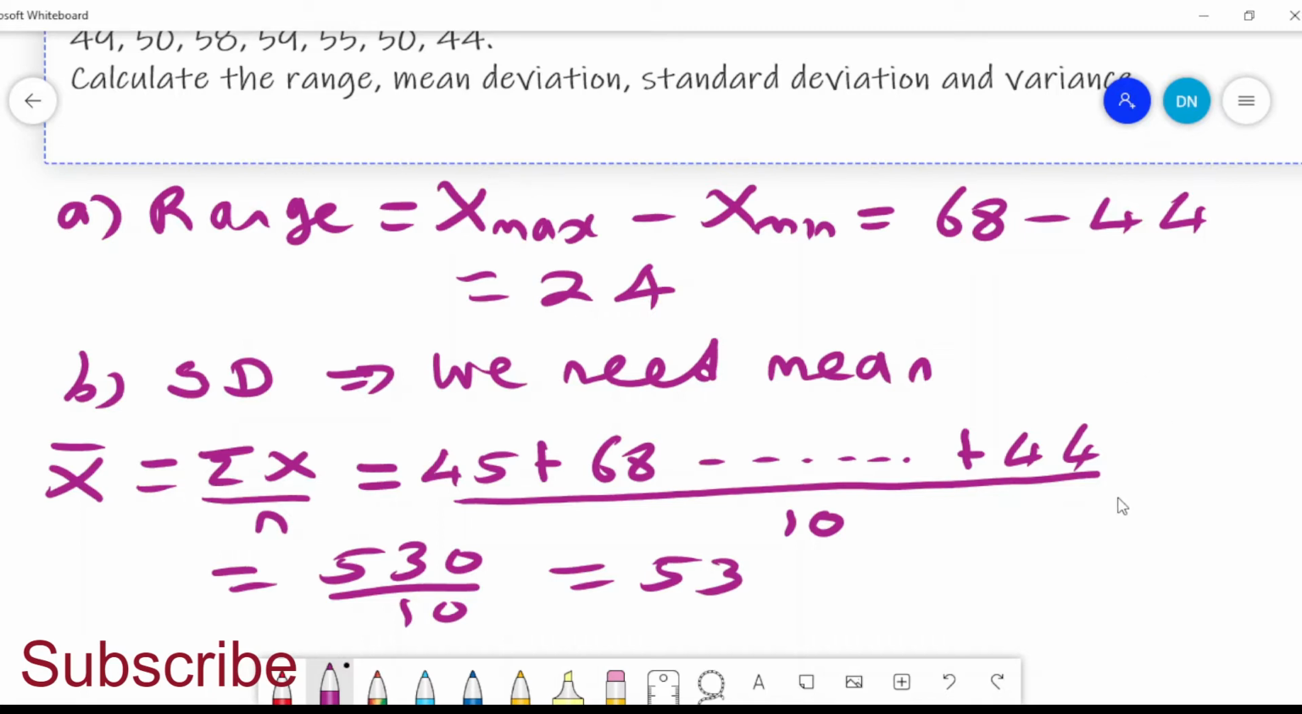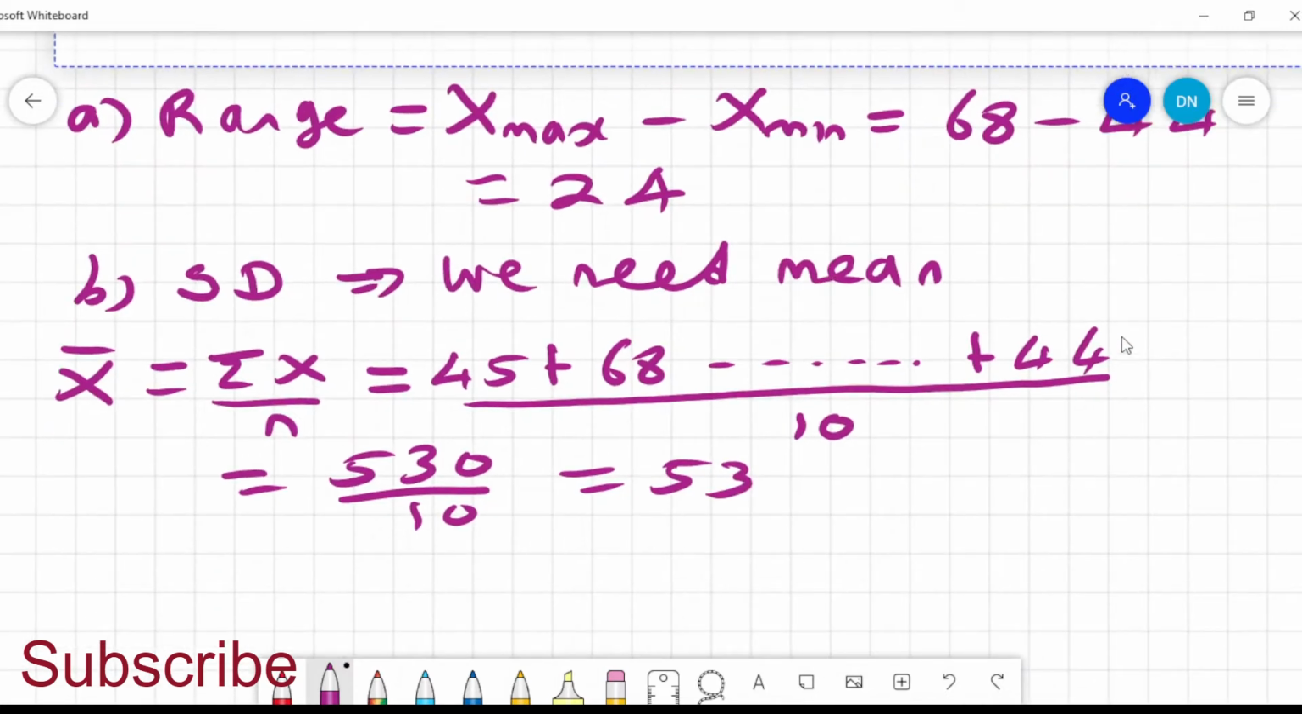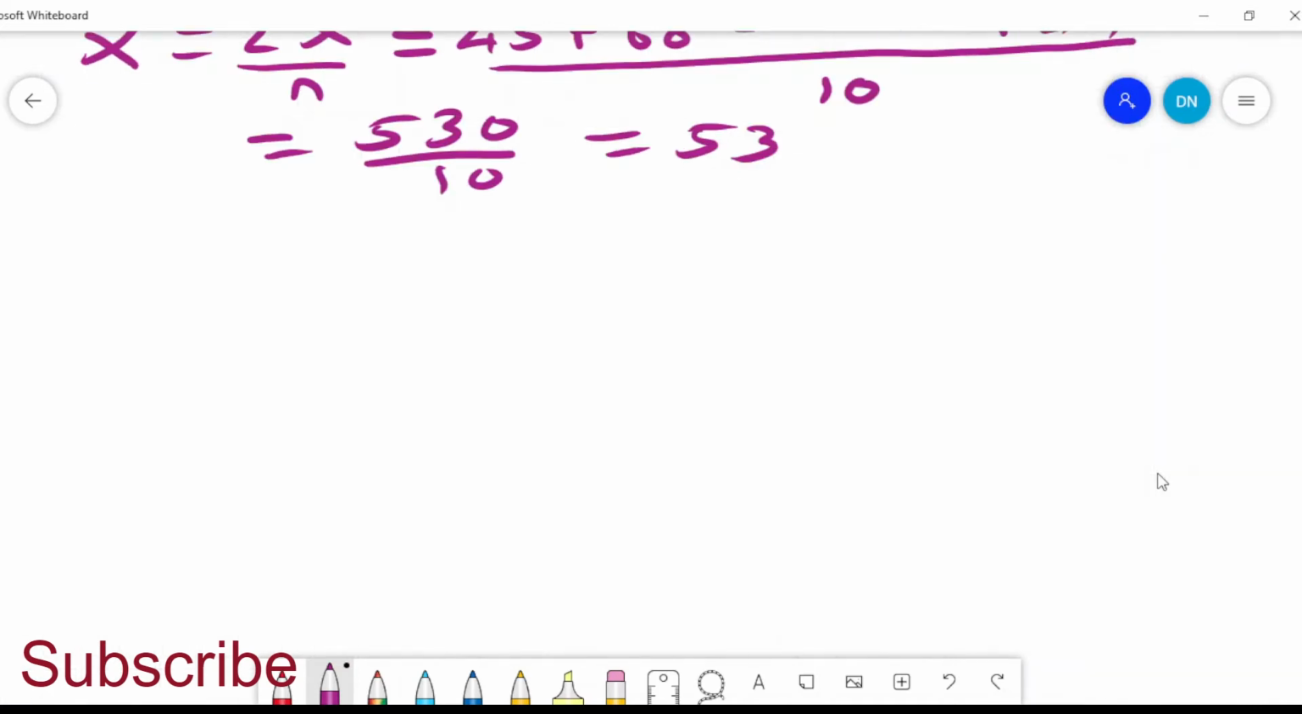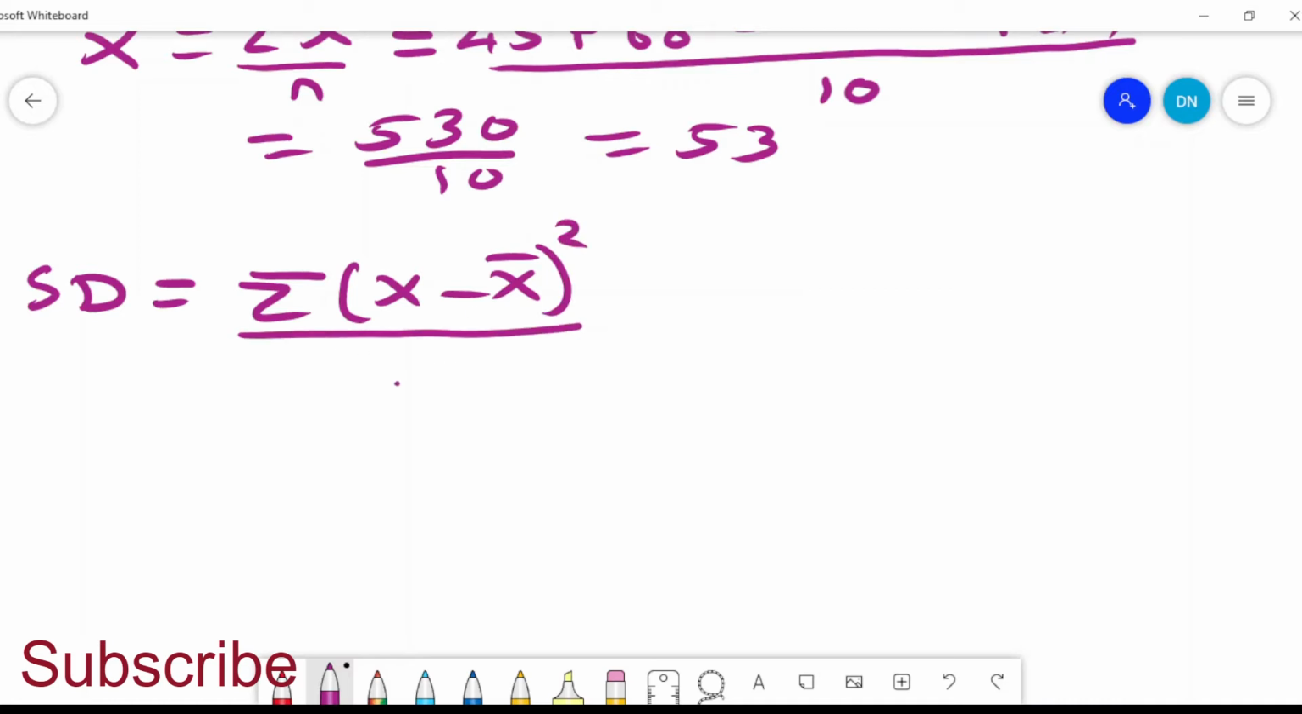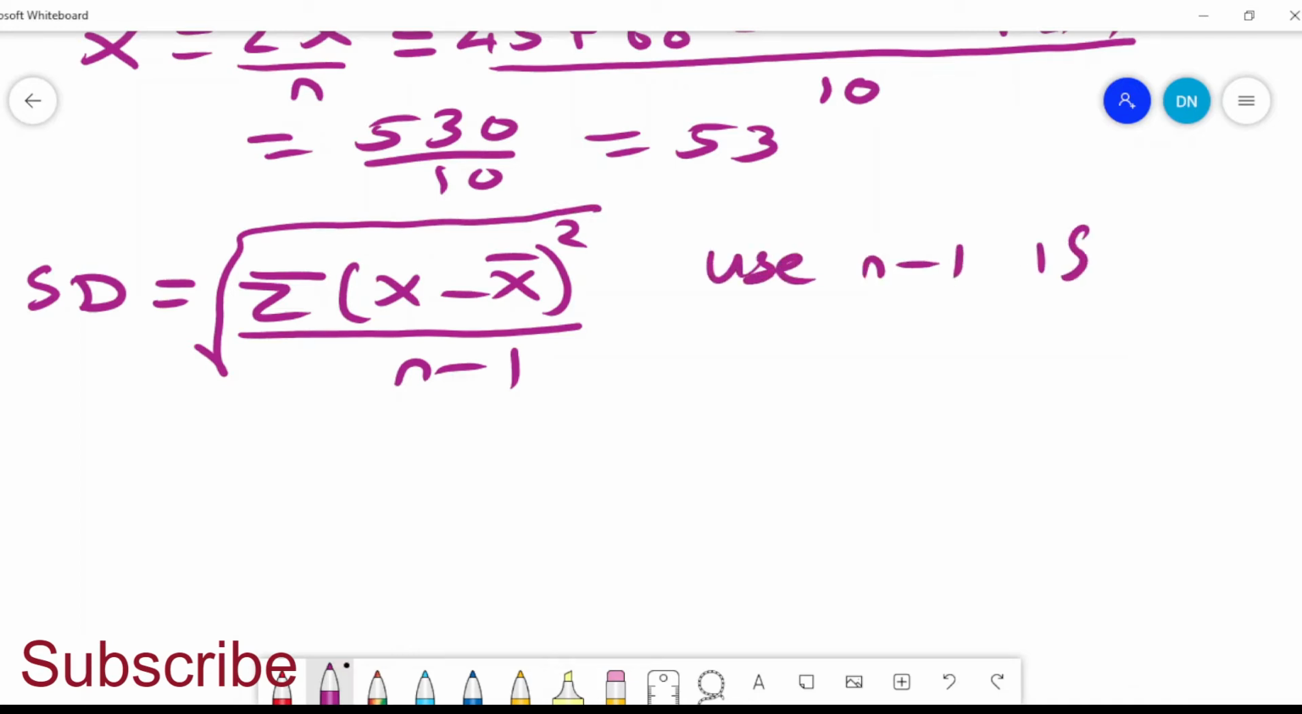Now the question is, why do we need the mean when we are calculating the standard deviation? That is based on the formula for the standard deviation. The standard deviation is given by the square root of the summation of x minus x bar squared divided by n minus 1. We use n minus 1 if n is less than or equal to 30, and since our n is 10 students, this is the formula. So how does this work?